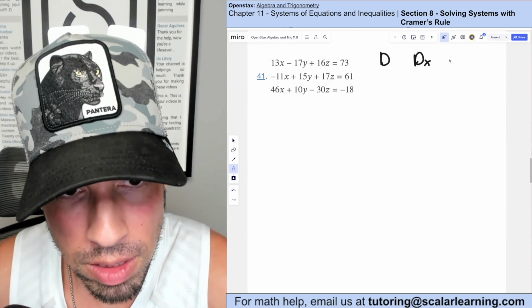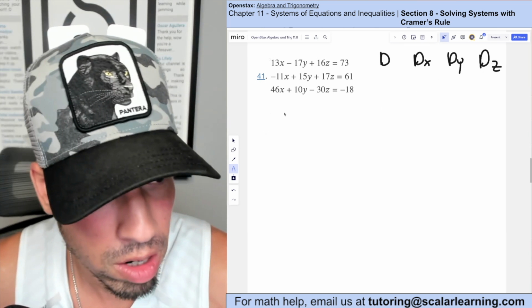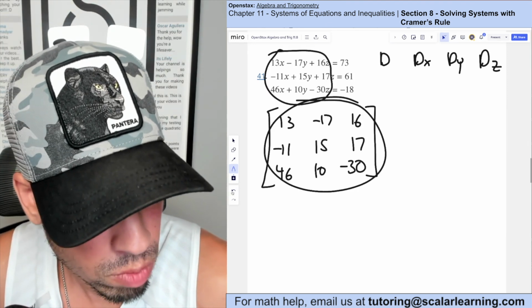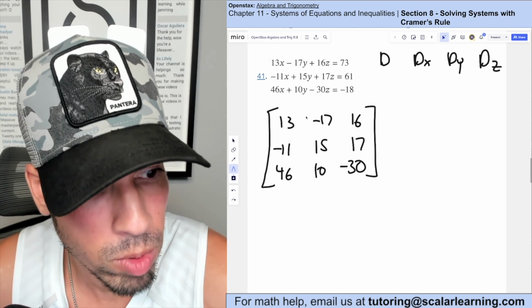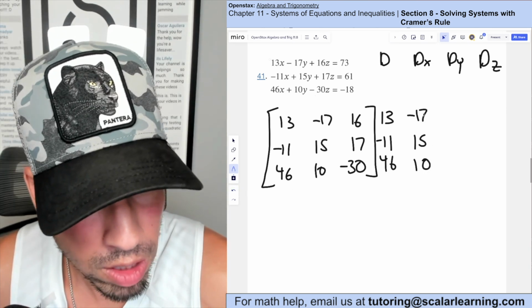And then we find dx, dy, and dz to find our x, y, and z. All right, let's set up the first one. So we got all of these coefficients right in here. Now, to find the determinant, we're going to extend these first two columns over here, right? So we've repeated those values again here.